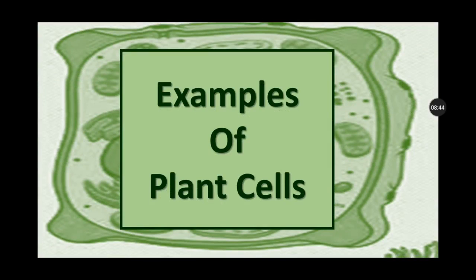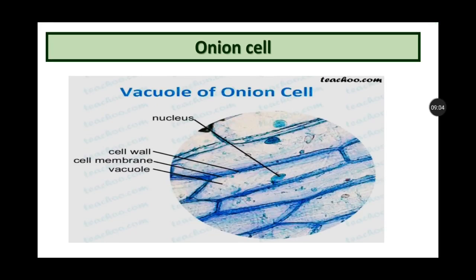So, some examples of plant cells. These examples are important just to know or to memorize the structure of other plant cells. So when you see different structures of the plant cell in your exam paper, you will not get confused. The first one is the onion cell. This is a stained membrane of onion. Here you can see one cell. It has a nucleus, cell wall, cell membrane and cell vacuole.